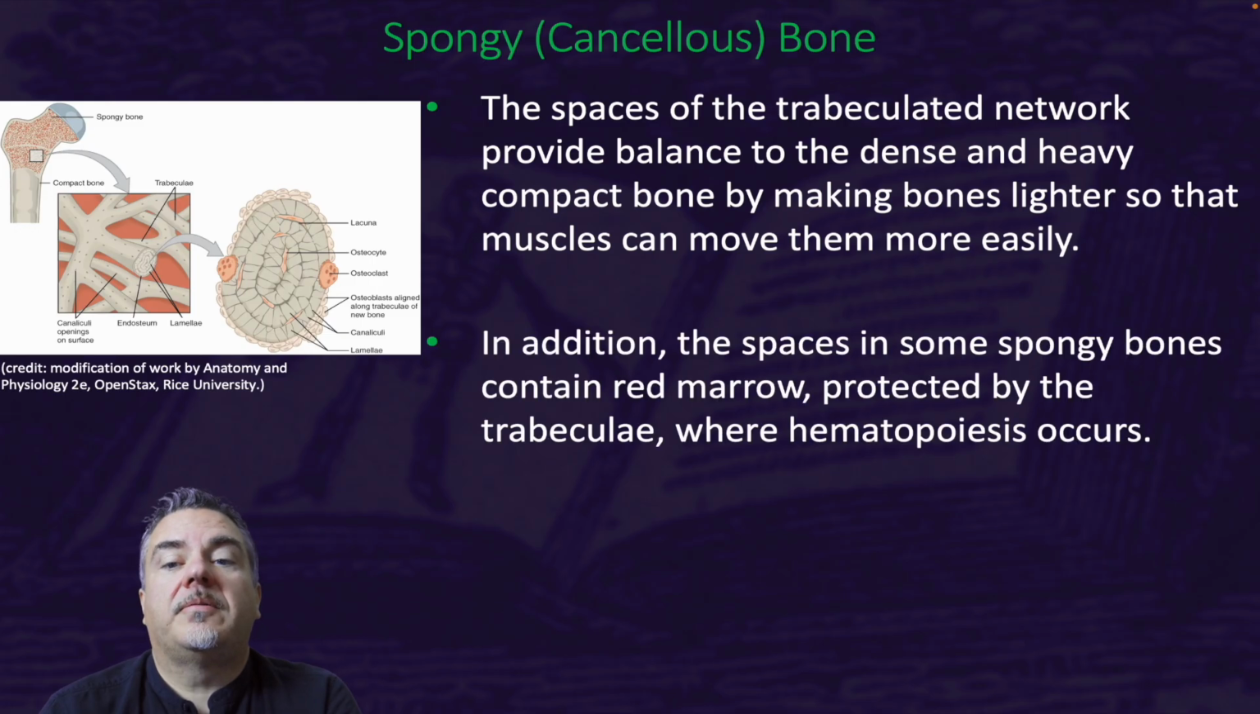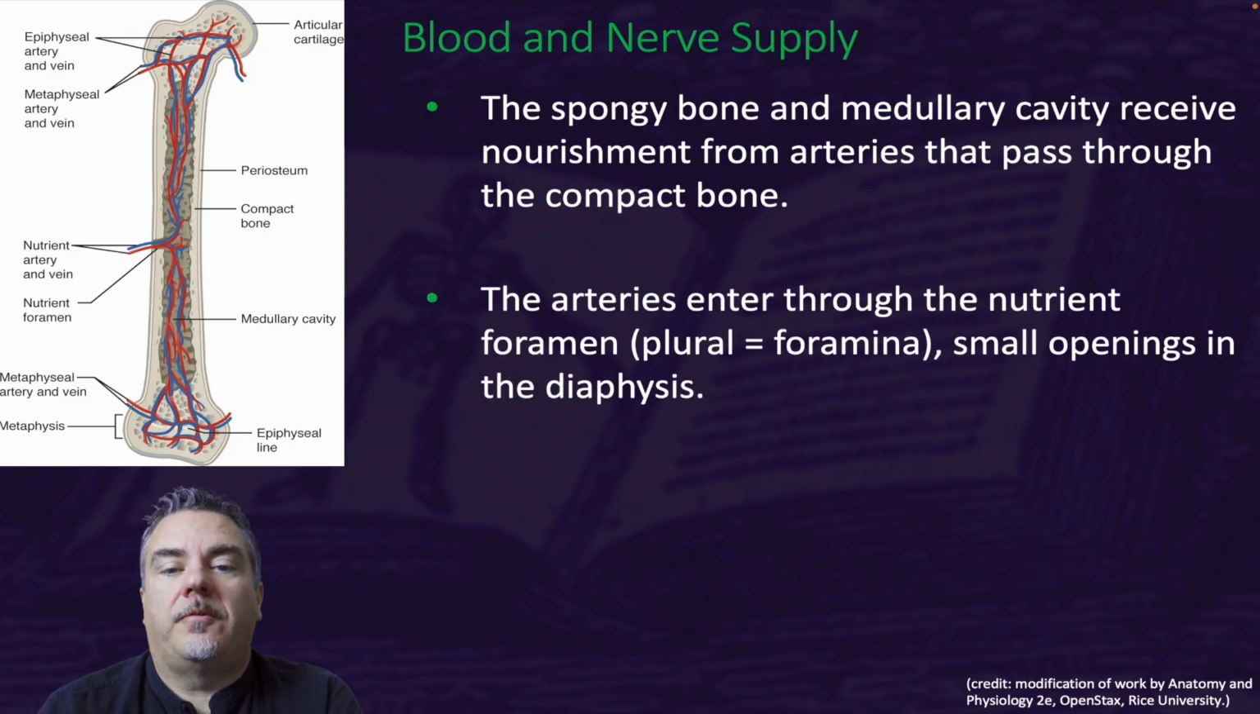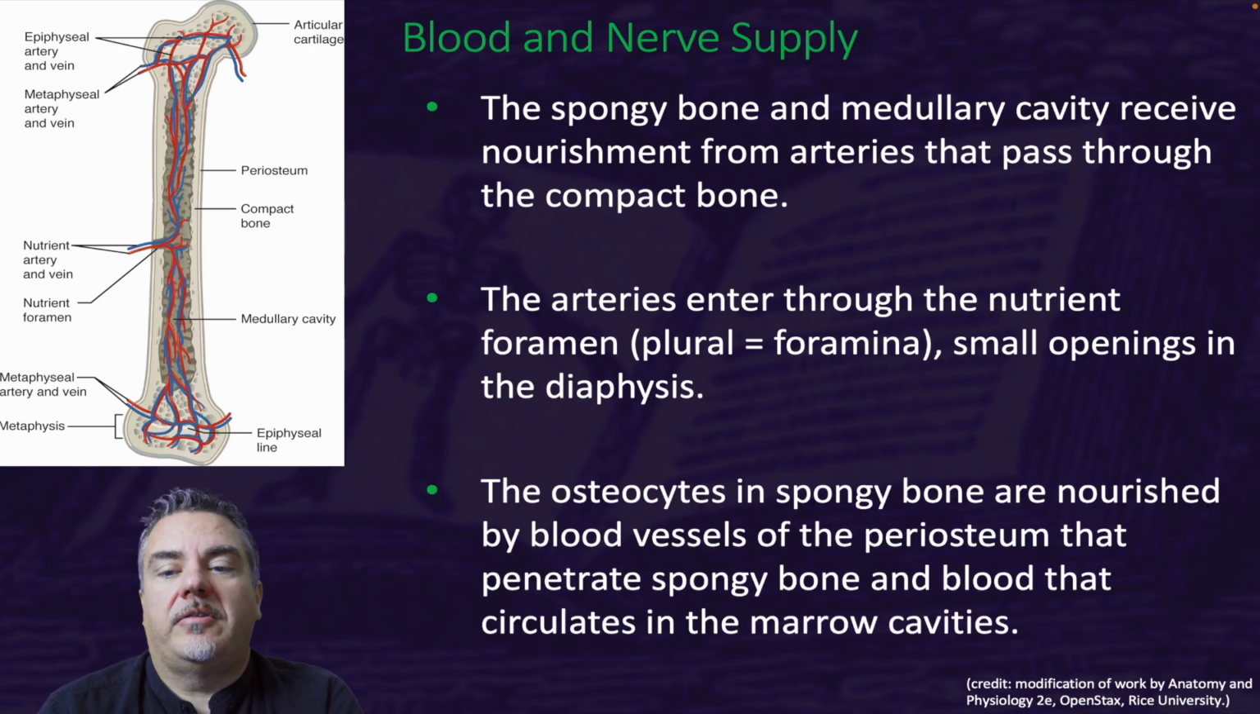In addition, the spaces of some spongy bones contain red marrow, protected by the trabeculae, where hematopoiesis occurs. The spongy bone and the medullary cavity receive nourishment from arteries that pass through the compact bone. The arteries enter through the nutrient foramen, small openings in the diaphysis. The osteocytes in spongy bone are nourished by blood vessels of the periosteum that penetrate spongy bone and blood that circulates in the marrow cavities.